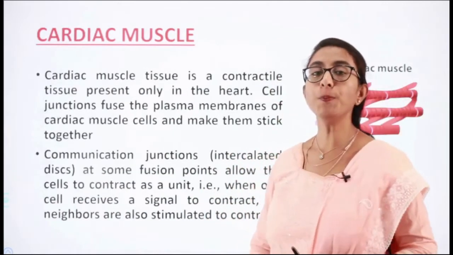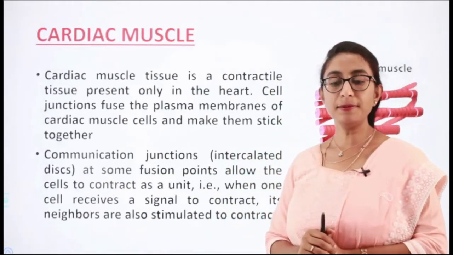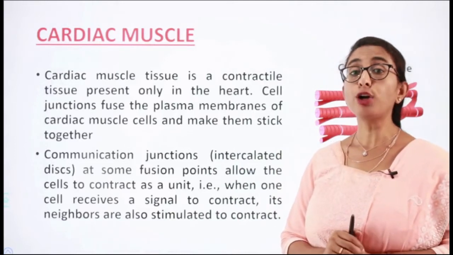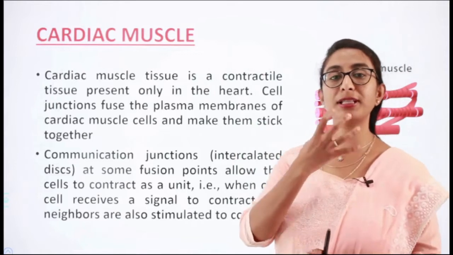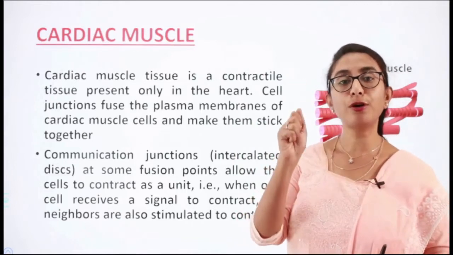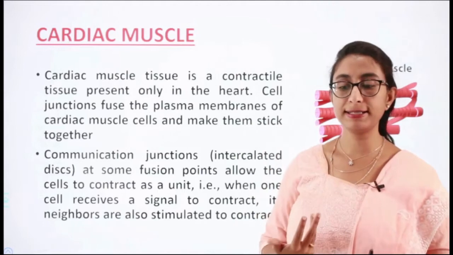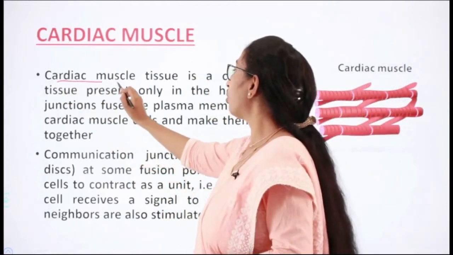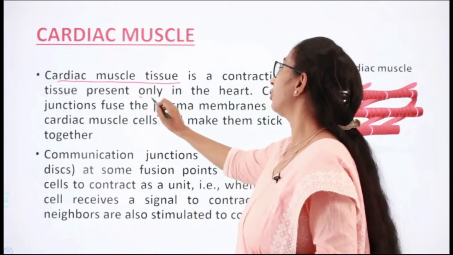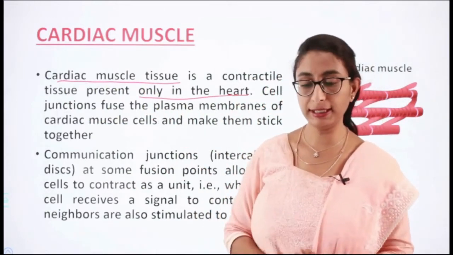Next, moving on to cardiac muscle. A cardiac muscle tissue is a contractile tissue. So we know that these cardiac muscles are present in the heart and they contract and relax for the purpose of circulation of blood, isn't it? So these cardiac muscle tissues are present only in the heart. You cannot find cardiac muscle tissue elsewhere in the body.